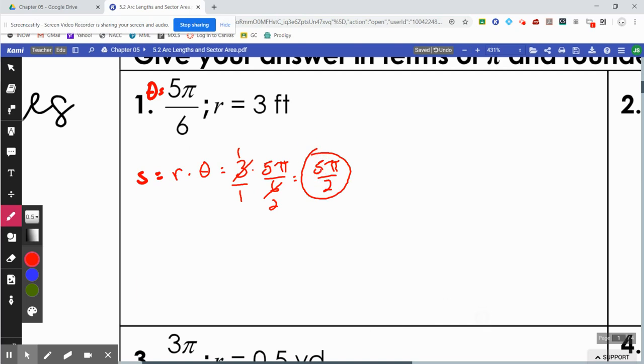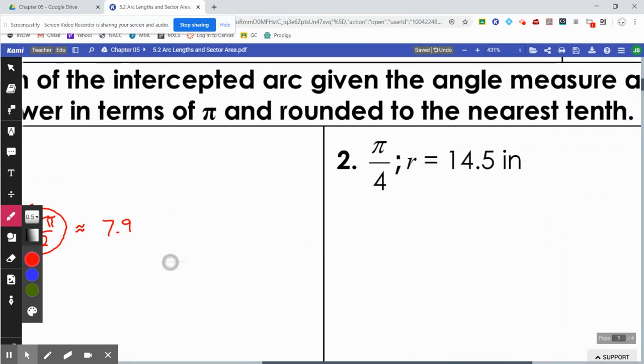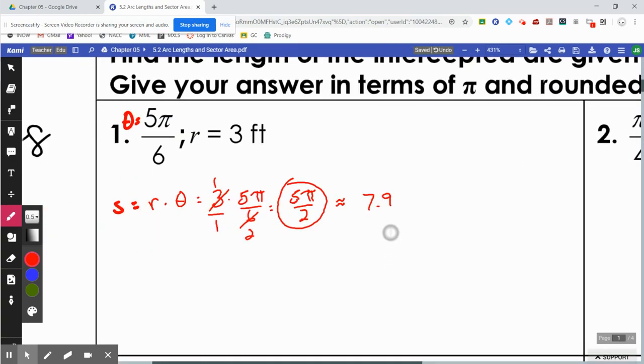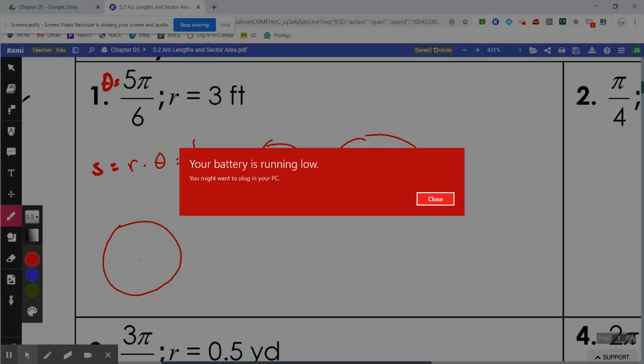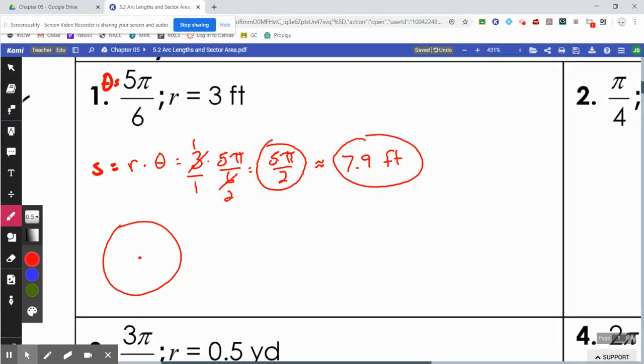Which is going to be about 7.9 if you type in 3.14 for pi. And I believe it does say round your answer to the nearest tenth, so you can use your pi button, or type in 3.14 and that's what you get. And I believe that was in feet. So there's your two answers. So again, what you just found was 5 pi over 6. If you were to convert that, that's actually 150 degrees. So if you were to take this circle and you have a 150 degree arc, and the radius is 3 feet, the distance from here to here on that circle would be about 7.9 feet.